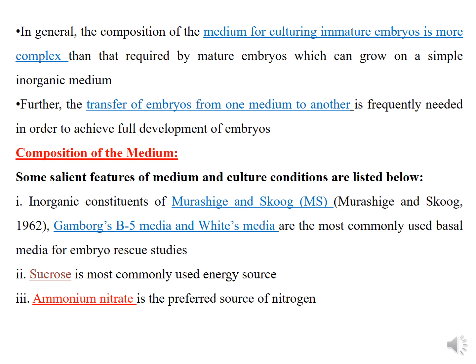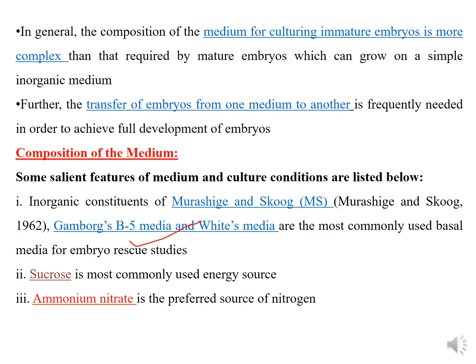So let us see the composition of the medium, what should be there. For inorganic constituents, generally we use Murashige and Skoog medium, commonly known as MS medium, Gamborg's B5 medium, that is GB5, and White's medium. These are the three media generally used to raise the embryos.